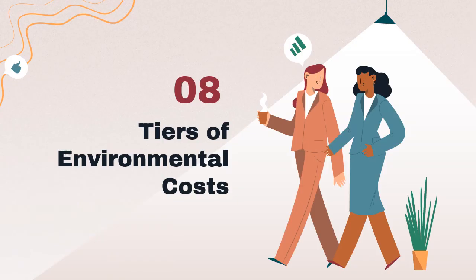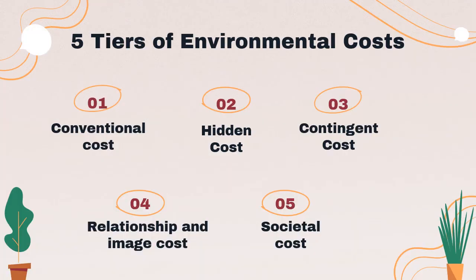Now, I will explain the tiers of environmental costs. There are 5 tiers of environmental costs. The first tier is conventional cost, the second tier is hidden cost, the third tier is contingent cost, the fourth tier is relationship and image cost, and lastly, the fifth tier is societal cost.